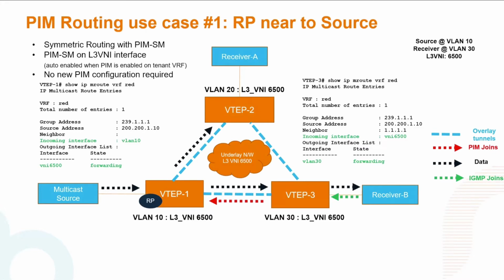Now we'll move to the routing use cases. This is basically the symmetric routing use case using PIM-SM. IPv4 only is what we are planning to support in this release.